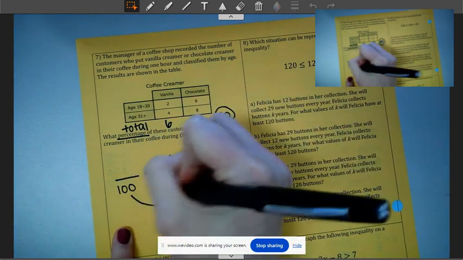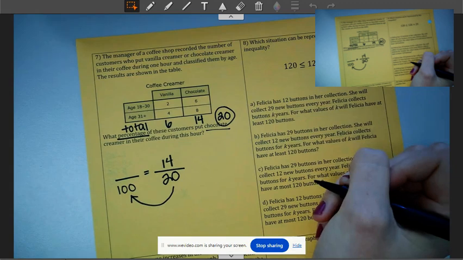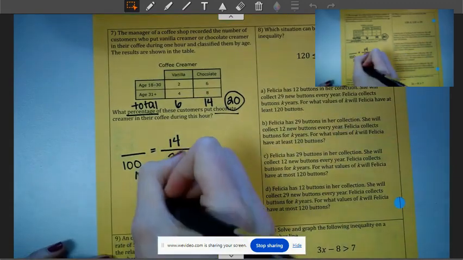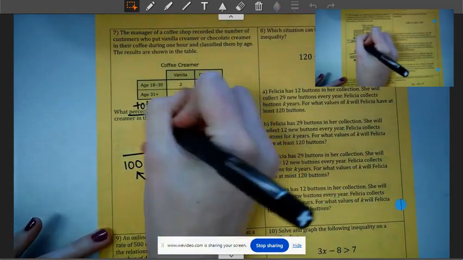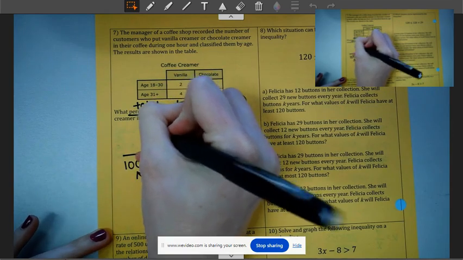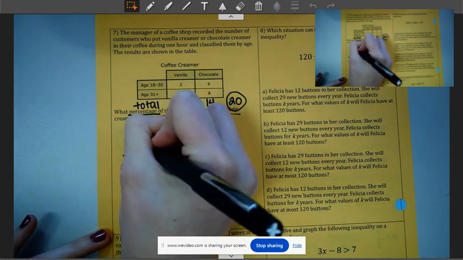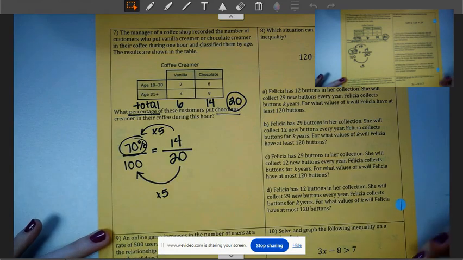You will always start on the side that has 2 numbers. So to go from 20 to 100, I would multiply by 5. So I need to multiply by 5 here, and that would get me 70% of people liked chocolate.